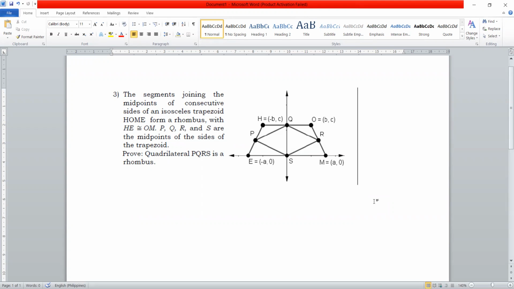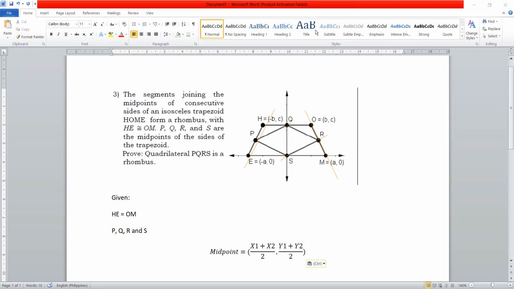So first you have to identify what is given. So you have that it's isosceles. When you say isosceles, you have two sides that are equal. So you have here HE is equal or congruent to your line segment OM. And you also have that P, Q, R, and S are your midpoints. So I'll be writing here the given and your midpoint formula.